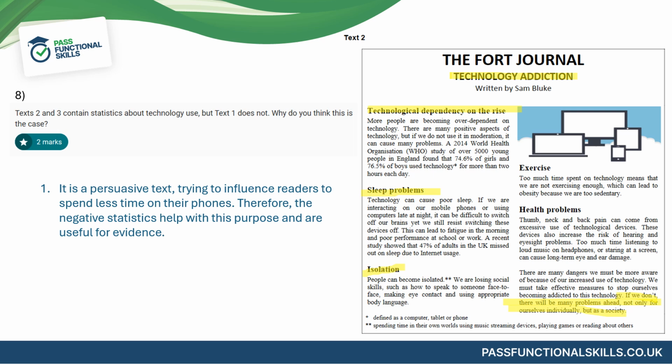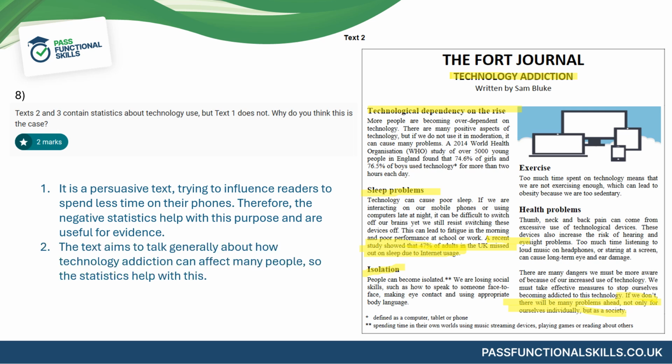So it's a persuasive text, so it's trying to influence readers to spend less time on their phones. Therefore, the negative statistics help with this purpose, and they're useful for providing evidence as well. We've got an example here under sleep problems. It says a recent study showed that 47% of adults in the UK missed out on sleep due to internet usage. So that statistic there is a very negative one, and if we're reading that, we're likely to be persuaded to spend less time on our phones.